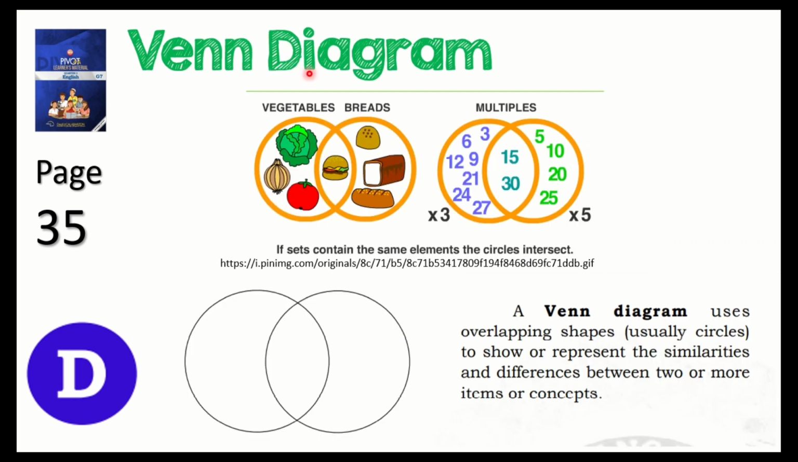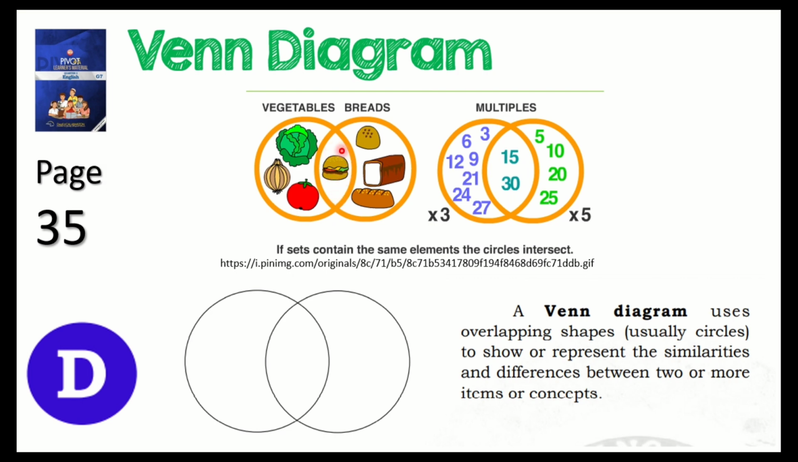The next one is the Venn diagram. Kindly read the meaning of a Venn diagram. Begin. Very good. For the example, you can see here the overlapping circles as the shapes used in representing the similarities and differences between two items or concepts.